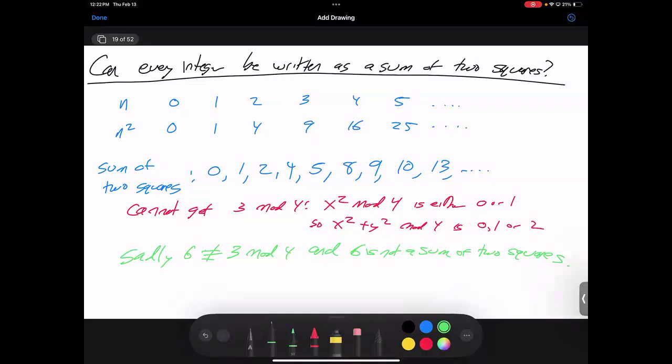Well, the next number after 6 is 10. If we just add 4, that would be the same congruence class. We get 10. Can we get 14? No. So the question is, do you think that you can get every number that's sufficiently large?